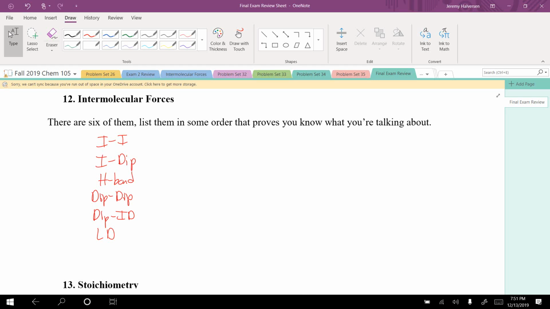Quick question: if something has a hydrogen bond, isn't it automatically dipole? Yeah. So if we ask for all of them, everything always has London dispersion, and hydrogen bonding is just a strong form of dipole-dipole, and so you would have all 3 of them.